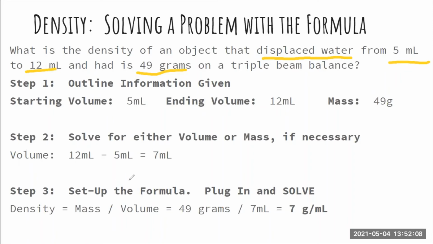And then you're going to set up the formula using your equation triangle. You're going to set up this formula for whatever you're solving for, then you're going to plug in and solve. So density equals mass divided by volume. My mass was 49 grams right here. The volume we solved was 7 milliliters right from step 2. So I end up with a density of 7 grams per milliliter.